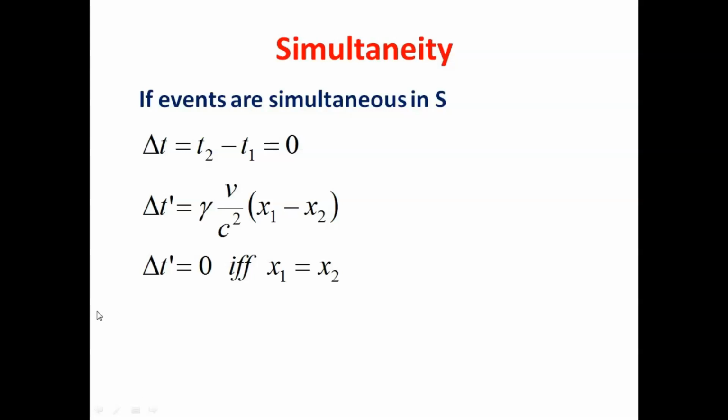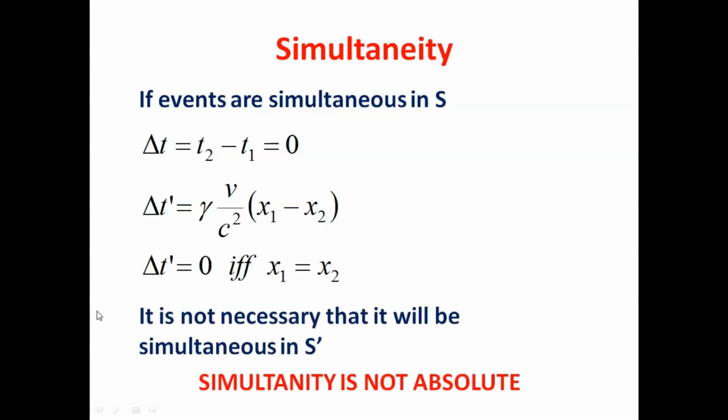Now two events will be simultaneous in moving frame S dash also if and only if they are occurring at the same location. That is, there should not be a space difference between the occurrence of the events, that is, x1 must be equal to x2. Then and only then are the events simultaneous. Otherwise, they will not be simultaneous.